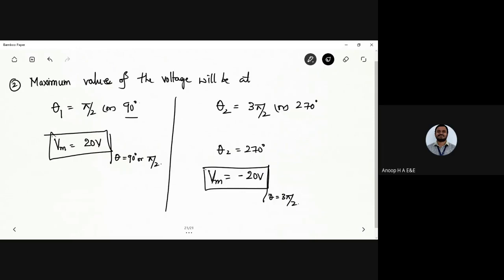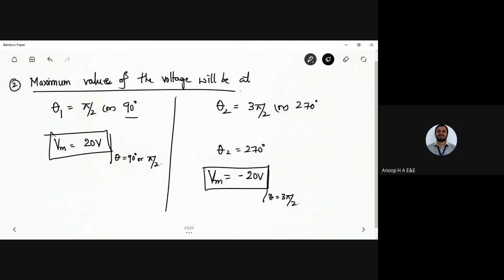This is the second part of the problem. I have two values, Vm equals 20 volt and Vm equals minus 20 volt, at theta 1 equals 90 degree and theta 2 equals 270 degree respectively. That is one thing that you need to observe.